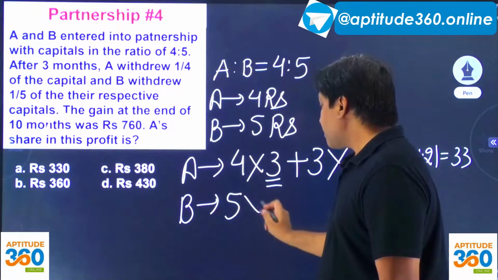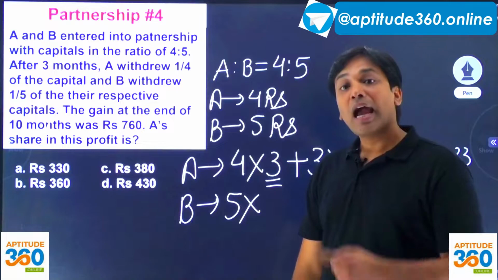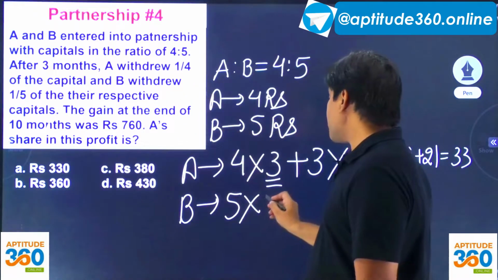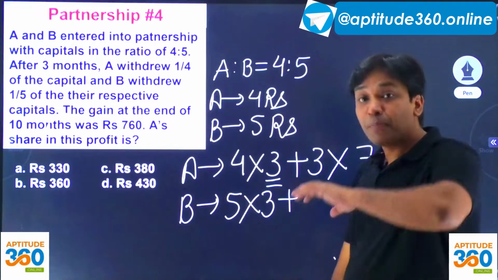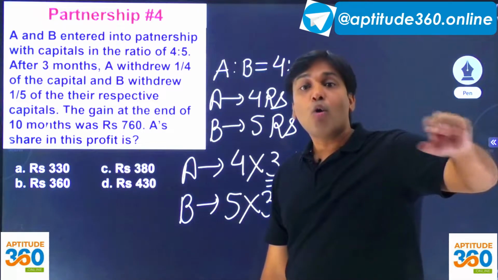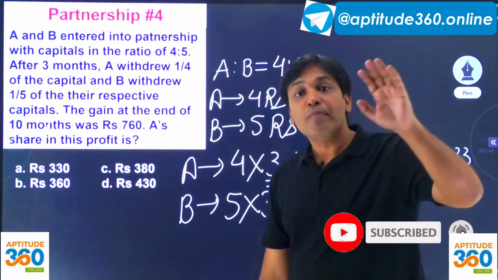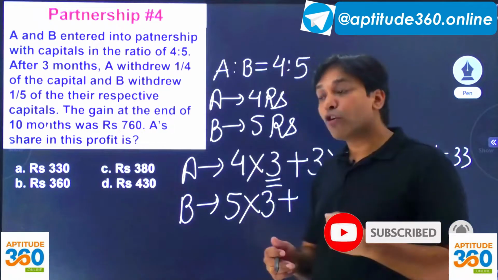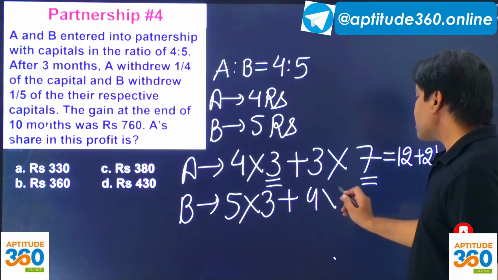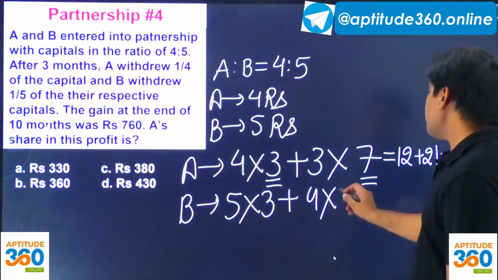B starts the business with 5 rupees and is there in the business for the first 3 months with this 5 rupees, and then B has withdrawn 1/5. What is 1/5 of 5? 1 rupee. अगर B ने 1 rupee निकाला तो B के पास बचा कितना? 4 rupees बचा. So B is there in the business with this 4 rupees for the 7 months.